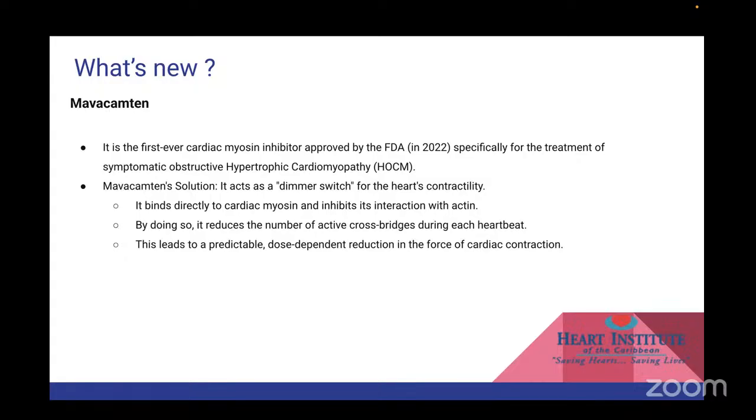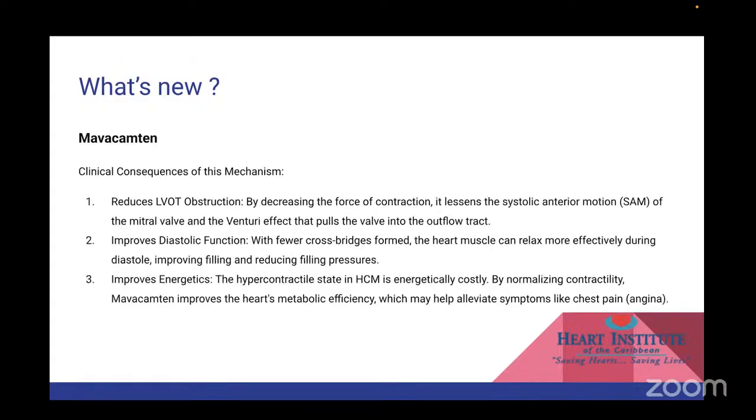So it binds directly to the cardiac myosin and inhibits its interaction with actin. By doing so, it reduces the number of active cross bridges during each heartbeat. This leads to a predictable dose-dependent reduction in the force of cardiac contraction. Okay, what is all of that really saying?